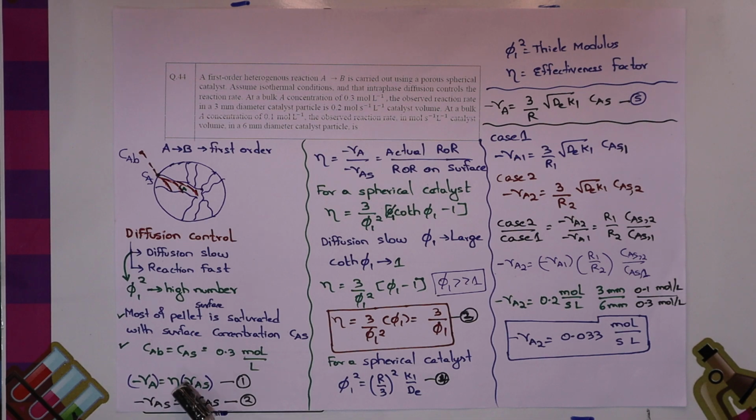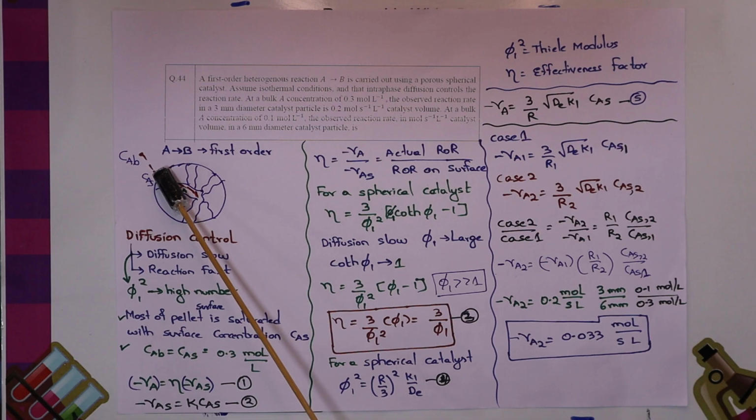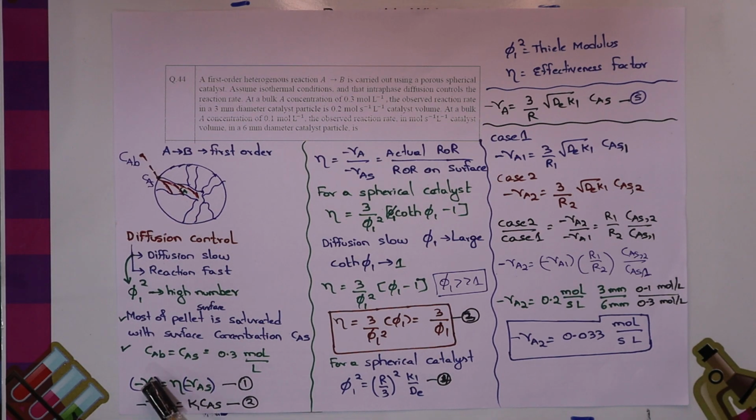There is an equation that says the observed or actual rate of reaction in the catalyst is nothing but eta times the surface rate. Eta denotes the effectiveness or efficiency of the reaction, the effectiveness factor. So if you know the actual speed, or want to know the surface speed, you can relate the two with this equation.